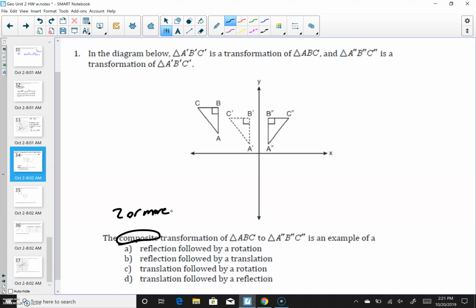is an example of, well, as we go from ABC to A prime, B prime, C prime, that is clearly a translation. All right, that triangle was just slid over to the down and to the right. And then as we go from the second piece, the prime to the double prime, it is clearly a flip. So it is a reflection. And yes, the order is important. So we are going to end up with choice D, a translation followed by a reflection.